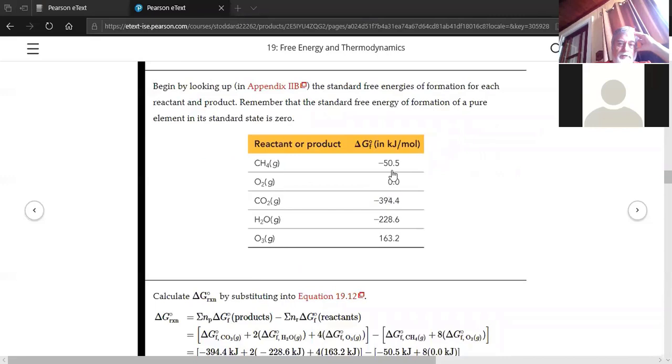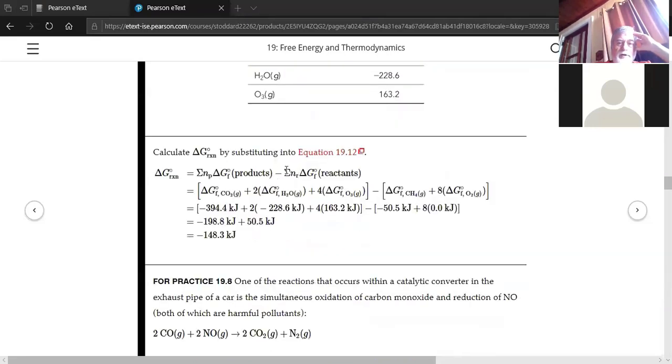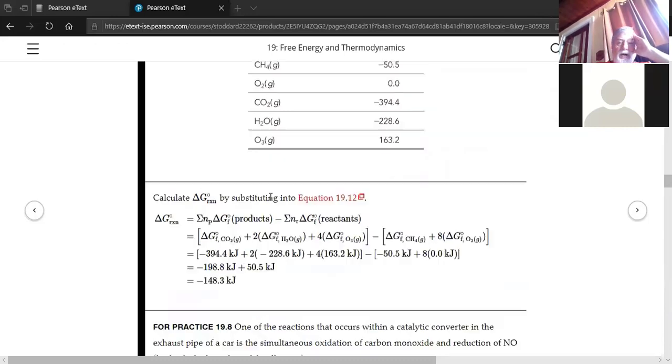So they gather all that information down here, and then they plug it into this summation formula where you have the products minus the reactants, and do the calculation. The only thing on here, they're actually trying to get you to calculate, your unknown on this actually is the delta G of formation of carbon dioxide.